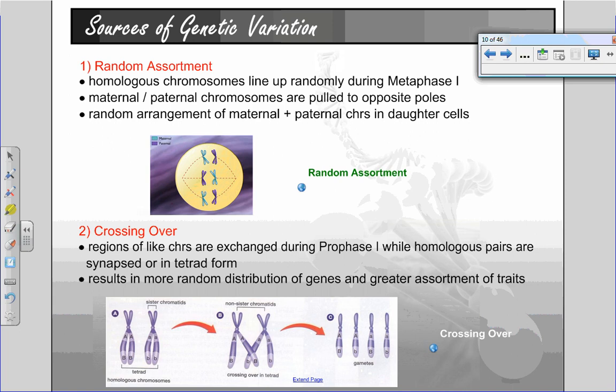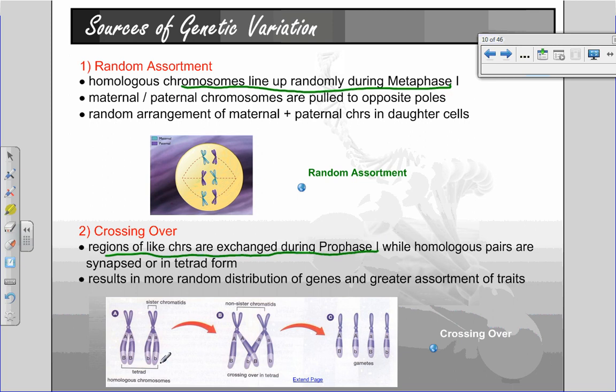Okay, so we end up with a random assortment of the chromosomes in the sex cells and the gametes, but for a couple of reasons. We have random assortment, the way they line up at metaphase. Because they can line up randomly at metaphase, it's very random whether we get mother or father copies of certain chromosomes. The other source is crossing over, where regions of the chromosomes, the homologous pairs, are exchanged during synapsis, during prophase, while they're stuck together.